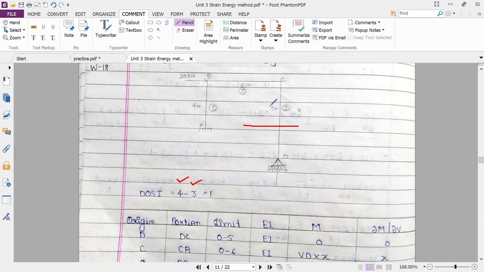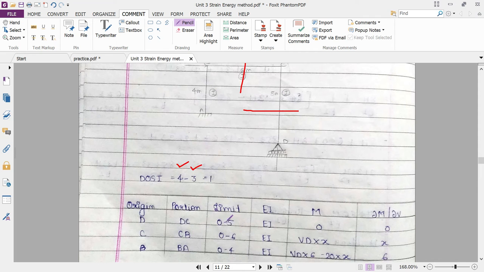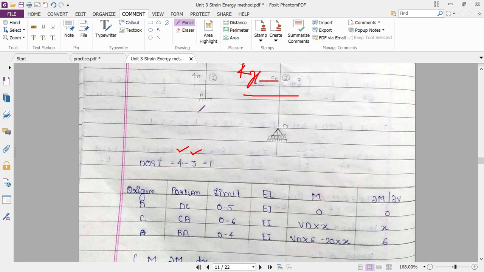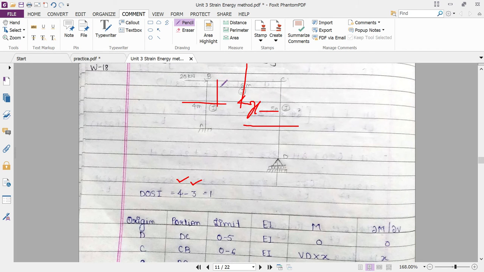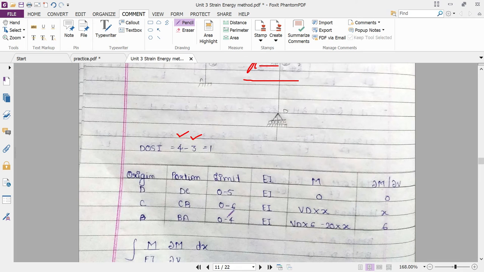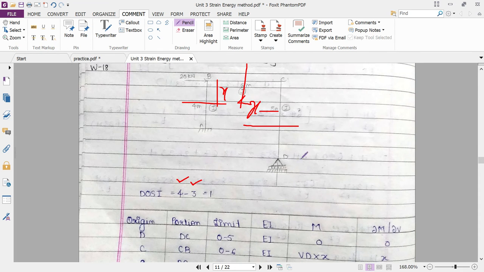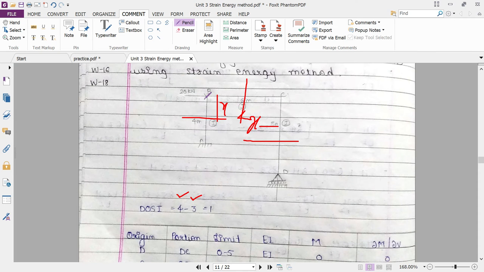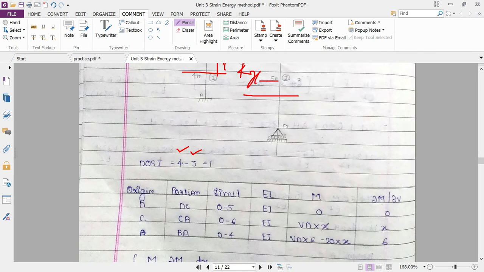Here in portion C we take the section at X, so CB we consider, 0 to 6, EI, so the moment is VD into X, and VD we don't know, so VD into X, and here del M by del VD is X. Then portion B is considered, so BA is considered with section X, limit 0 to 4, EI is EI, so VD into 6, minus 20 into 4.